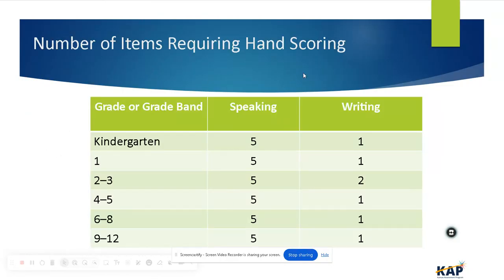Oh, here we go. So it's the same for all of them. All of them have 5 speaking samples and 1 writing sample. Oh, sorry, 2 and 3 have 2 writing samples, but the rest just have 1 short writing sample.